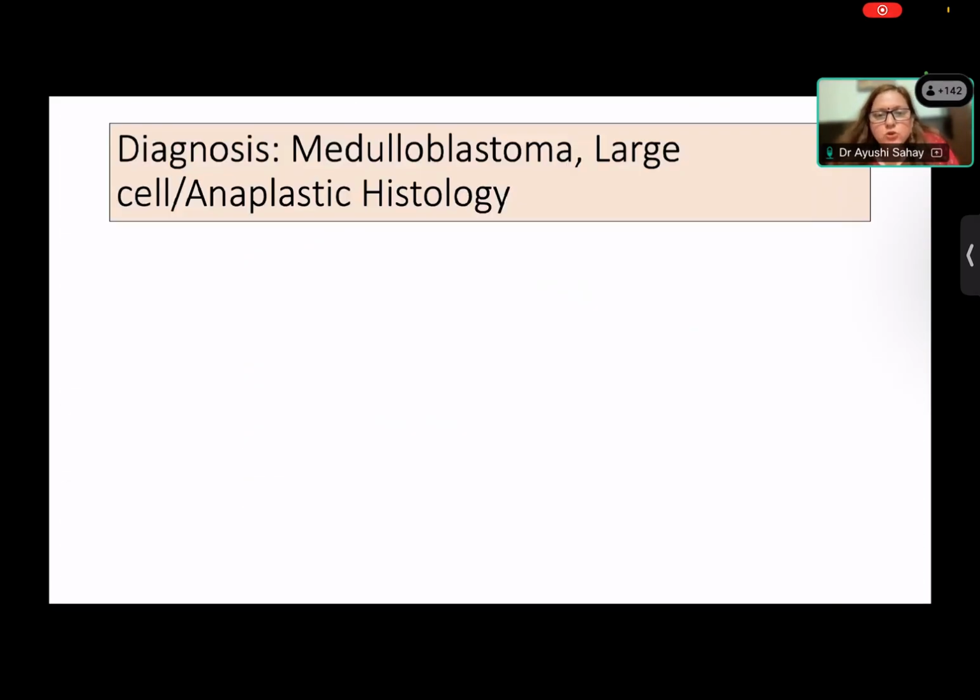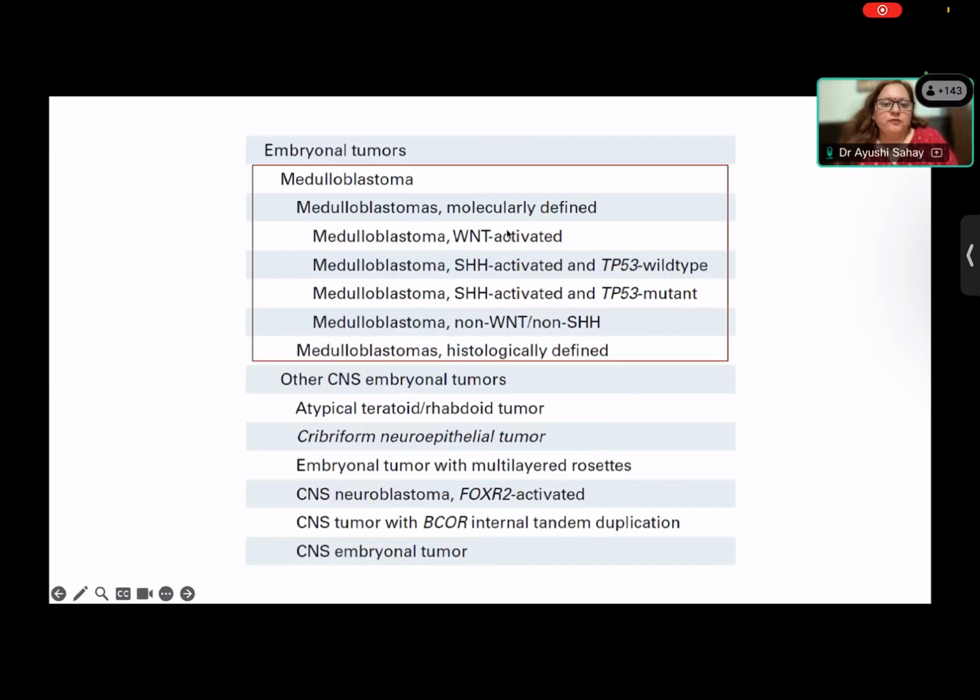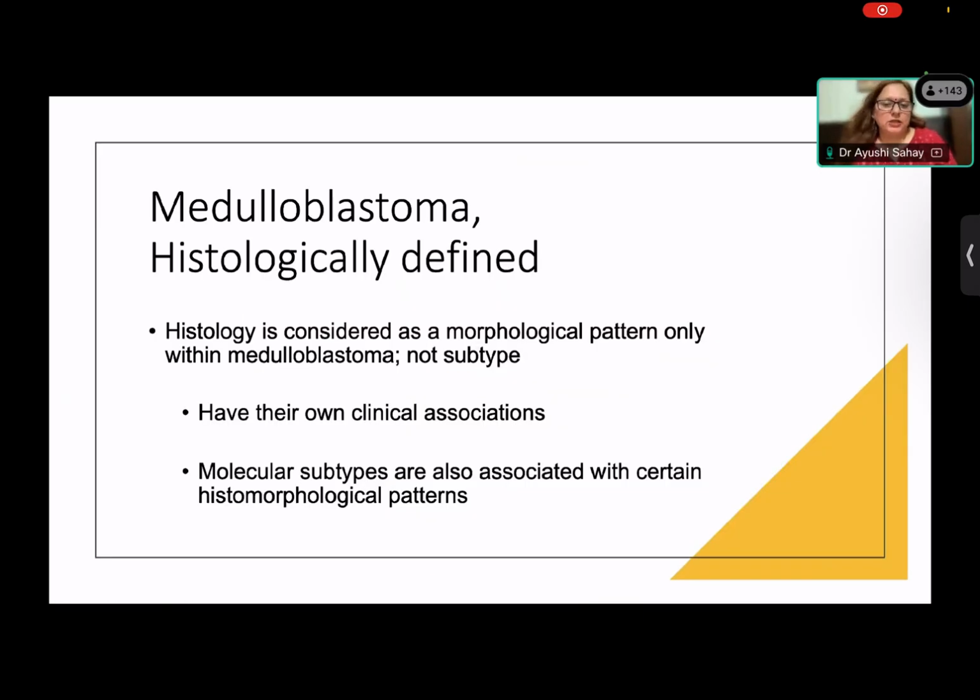So just quickly, before I come to the diagnostic IHC, that is the differentiating IHC, GAB, YAP, etc., just to give you a small recap of the medulloblastoma, the molecularly defined ones include, as I have already told, the Wnt, the SHH, the non-Wnt non-SHH, and the histologically defined. Now histology is considered, as I said, only the morphological pattern within a medulloblastoma, not a subtype. But it is important, when you're giving a diagnosis, to give the histological pattern along with the diagnosis, because each of the histological patterns has its own clinical association as well as molecular association.